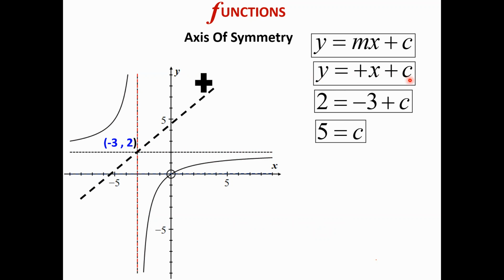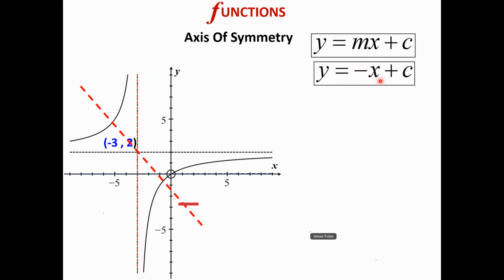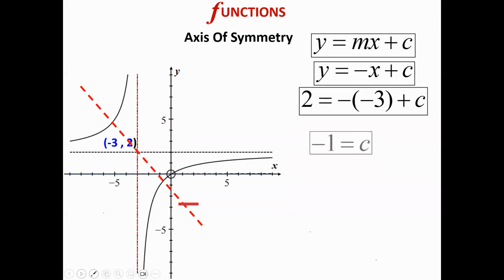Now, in a similar way, so you saw the first axis of symmetry, we can also get an axis of symmetry which has a negative gradient. It'll still pass through the point where the asymptotes meet, minus 3, 2, but it's downhill, which means it's a decreasing function or a negative gradient function. So in this case, y will be equal to minus x plus c. And then what we have to do is substitute the point minus 3, 2, which we've done similarly. And then we get c to be minus 1. So the equation of this axis of symmetry is y equals minus x minus 1.